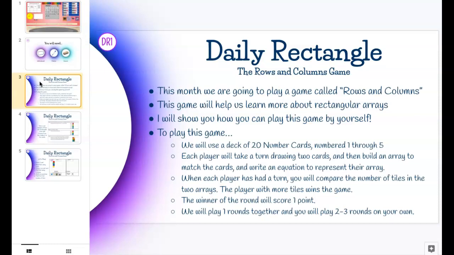When each player has had a turn, you will compare the number of tiles in the 2 arrays. The player with more tiles wins the game. The winner of the round will score 1 point. We will play 1 round together, and you will play 2 to 3 rounds on your own.